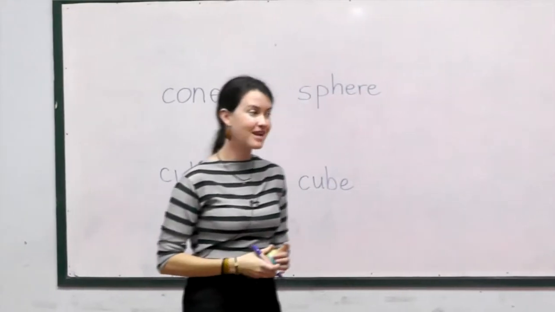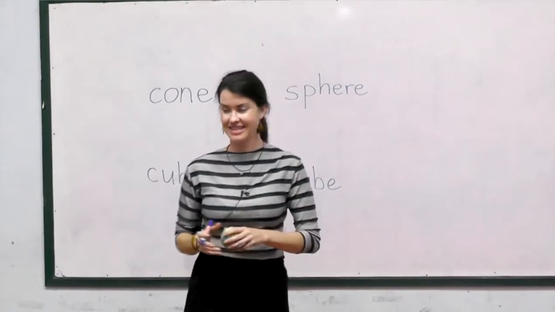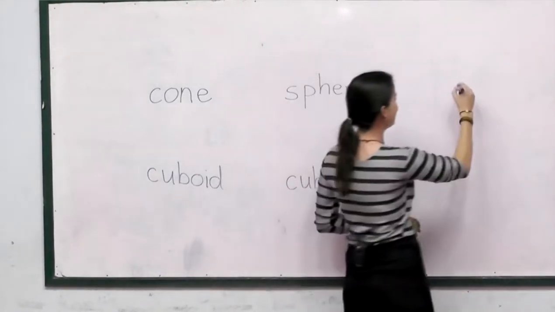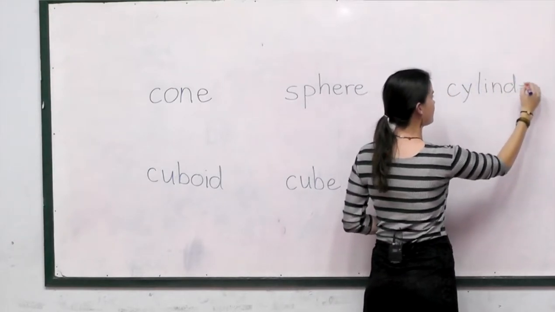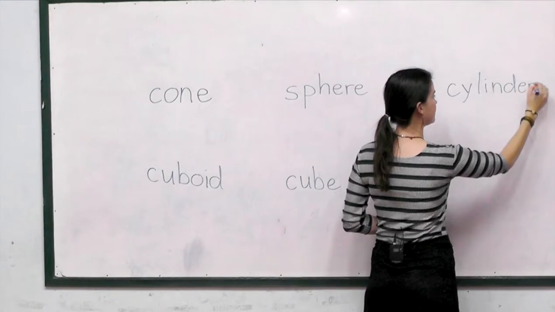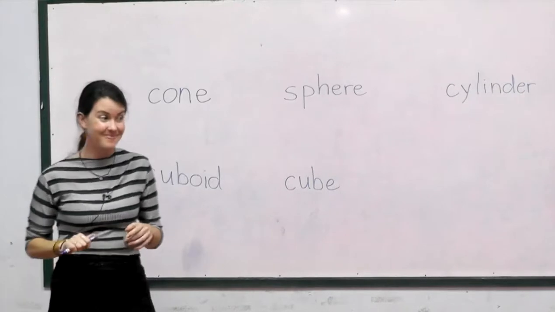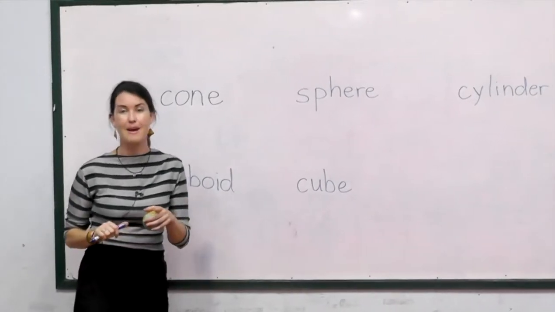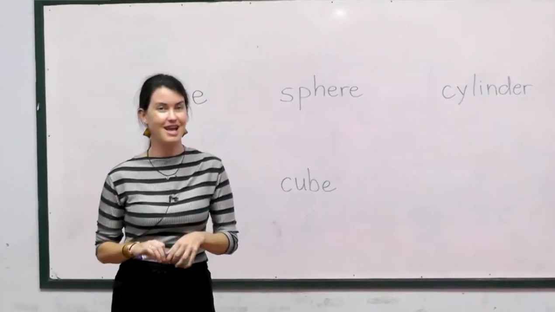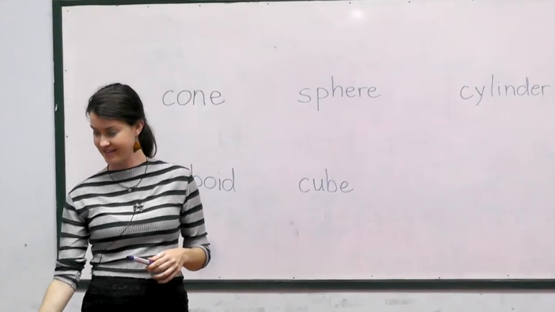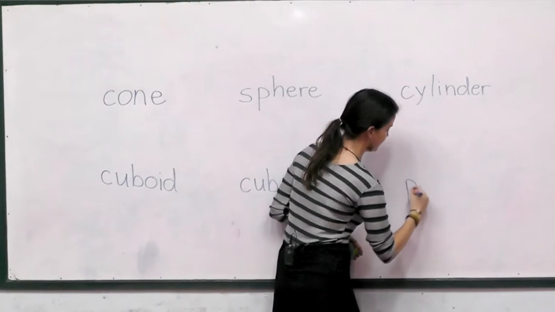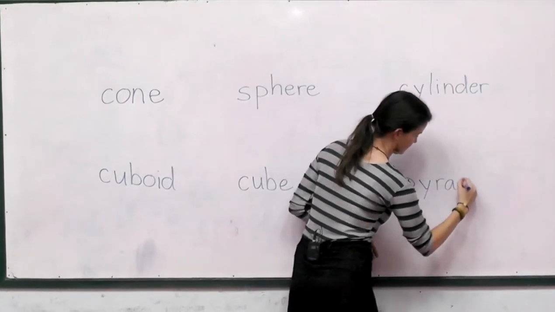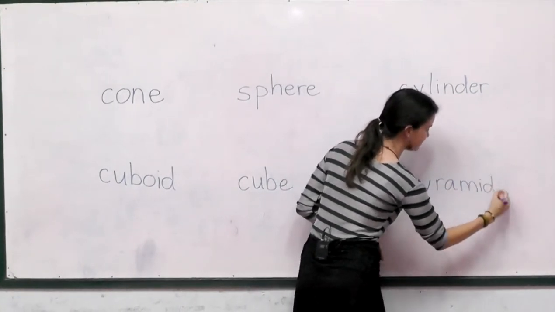Cylinder. Good memory, friends. We've got one more we're missing. Which one? You've got the start of it. Pyramid. Thank you. Pyramid. Very nice, friends. Good memory.